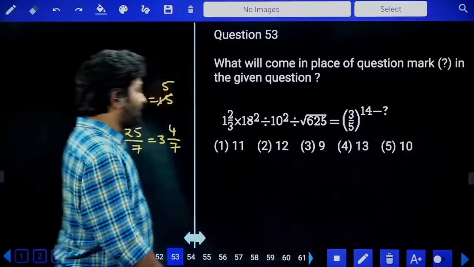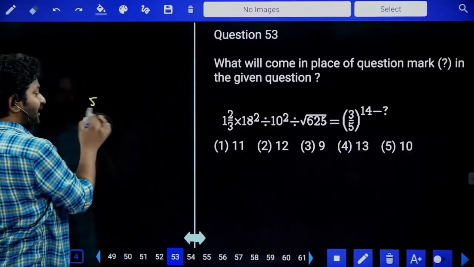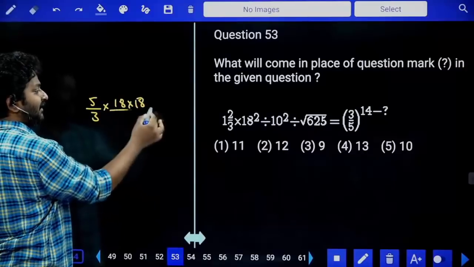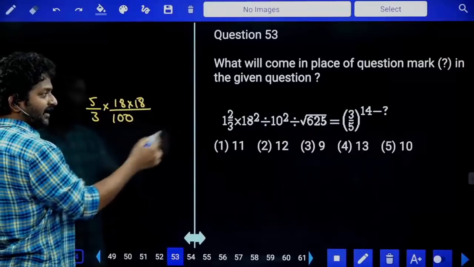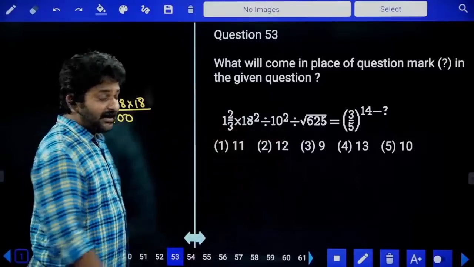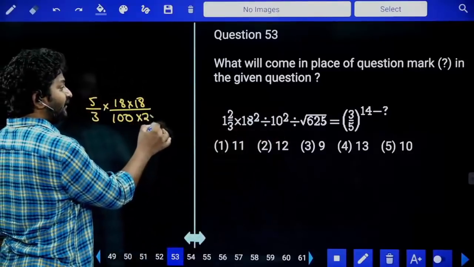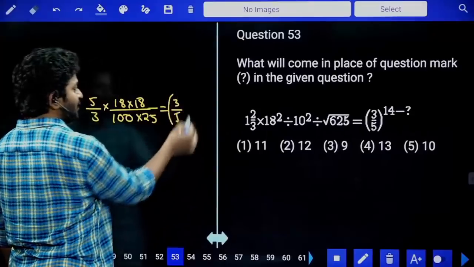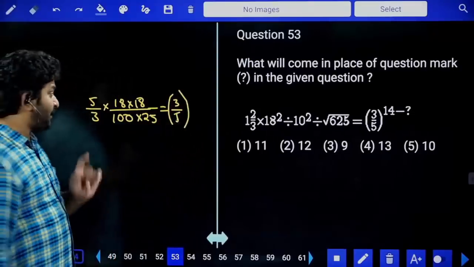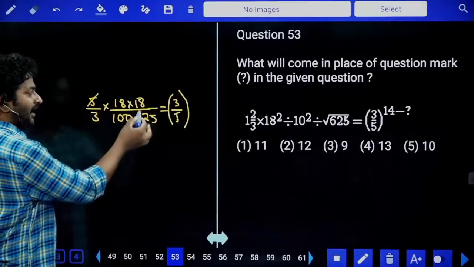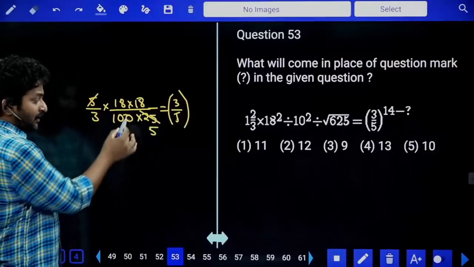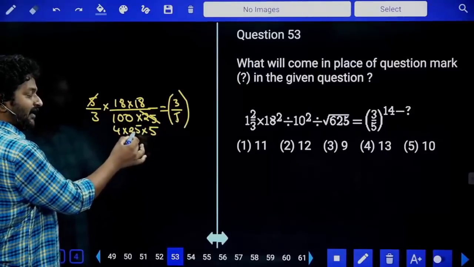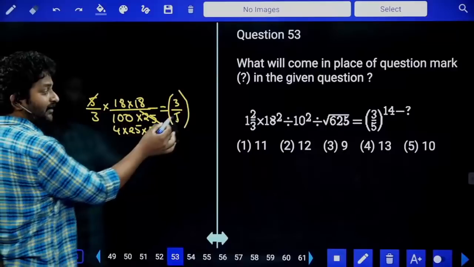Next, 1 2 by 3, that is equal to 5 by 3 into 18 square. We can write it as 18 into 18 divided by 10 square, that is 100, divided by 625, that is equal to 25, which is equal to 3 by 5 to the power of some number. So let me identify how many 5's are there in denominator. In numerator 5 and here 5 gets cancelled. So here this can be written as 4 into 25. 25 can be written as 5 square into 5, that is 5 cube.